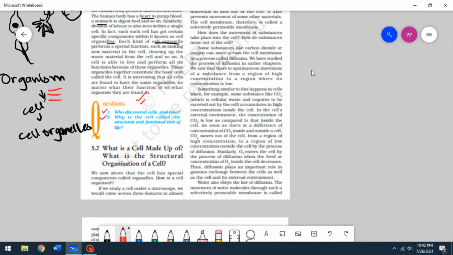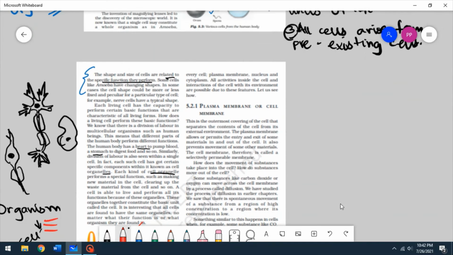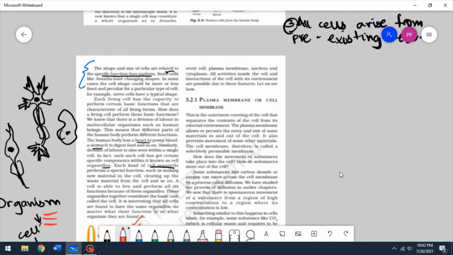Alright, so what is a cell made up of? And what is the structural organization of a cell? We saw above that the cell has special components called organelles. How is the cell organized? If we study a cell under a microscope, we will come across three features in almost every cell: plasma membrane, nucleus, and cytoplasm. All activities inside the cell and interactions of the cell with its environment are possible due to these three features. Alright, let's see how.